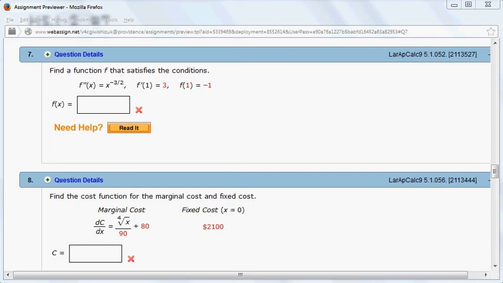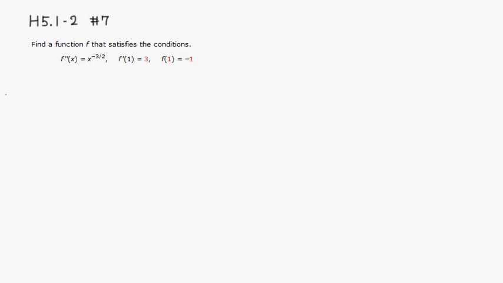Okay, let's look at homework 5.1, 5.2, problem number 7. All right, so we have a second derivative of f of x given, and a couple of initial conditions, and we want to find the original function. All right, so let's do that.